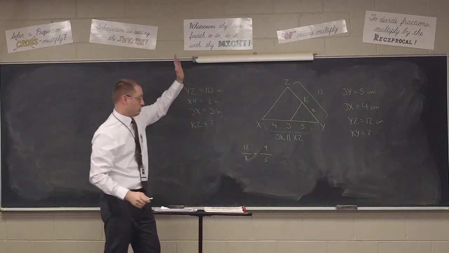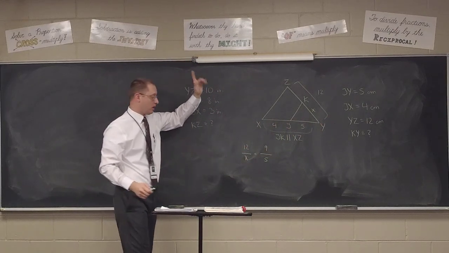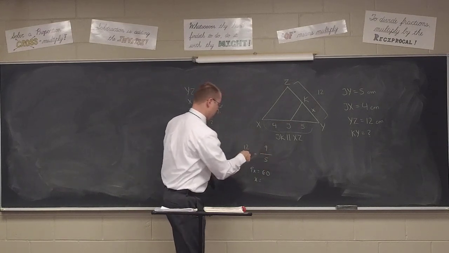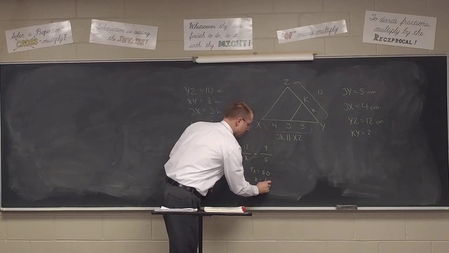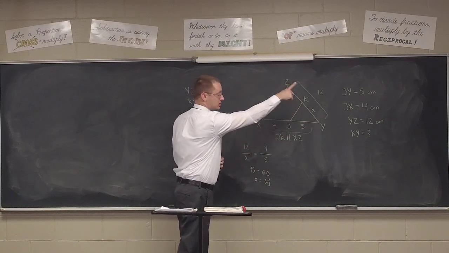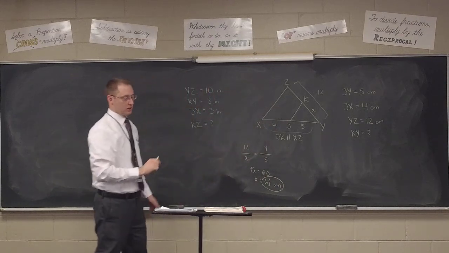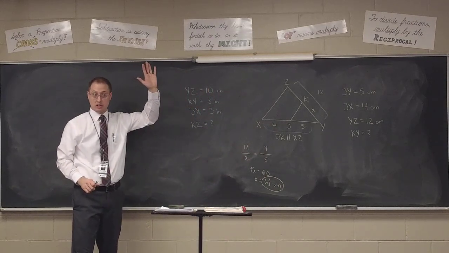How many have this proportion? 12 is to X is 9 is to 5. We'll cross multiply to get 9X equals 60, and is that 6 2/3? Yes. And there were units this time, so we need to tack on the centimeters in our answer. How many have the 6 2/3 centimeters?